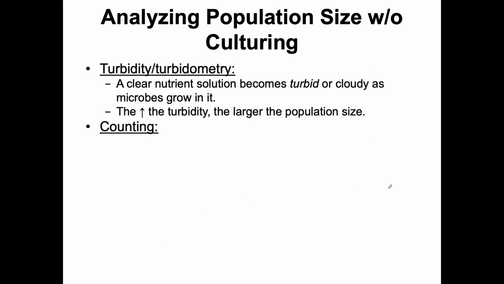There's another way to determine your growth curve, right? One way is called turbidity, or we could say cloudiness. The cloudier it is, the more stuff is in your media, okay? To the point where you won't be able to see through it anymore, right? So the population increases as the turbidity goes up.